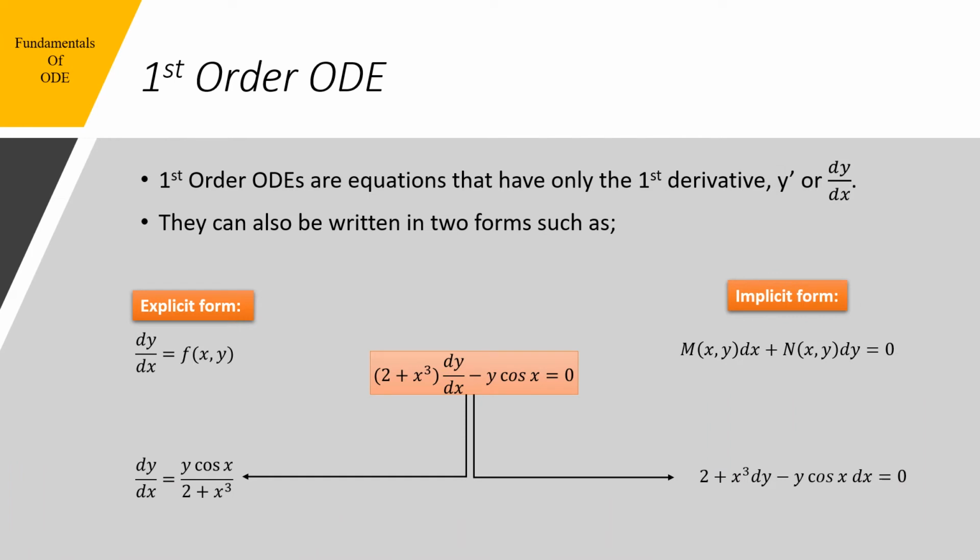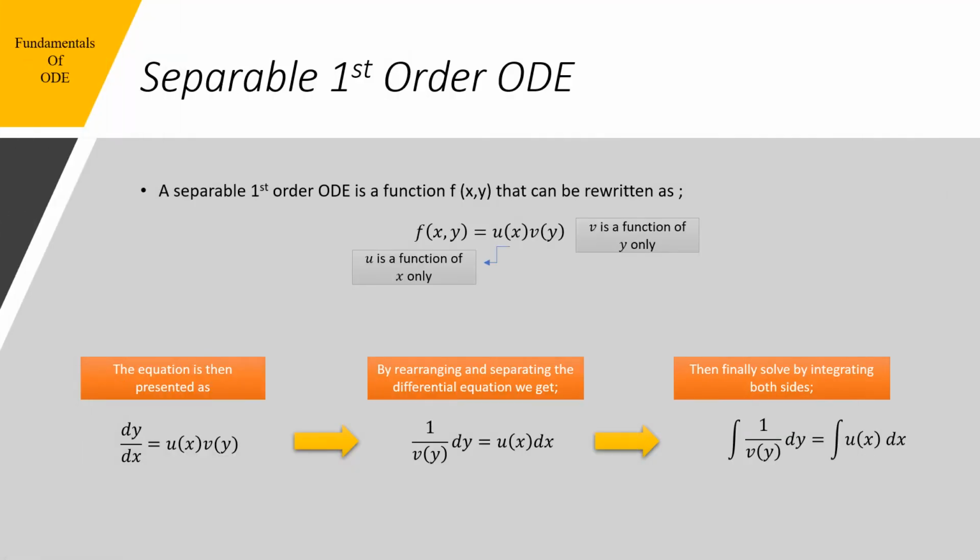First order ODEs are equations that only have the first derivative y prime or dy/dx, and they can be written in two forms such as the explicit form and the implicit form. Here are examples of the explicit form, and here is an example of the implicit form. Next, we have a separable first order ODE where f equals u, a function of x only, and v, a function of y only. This equation is presented like this, and then it can be rearranged and separated like this, and then finally solved by integrating both sides.